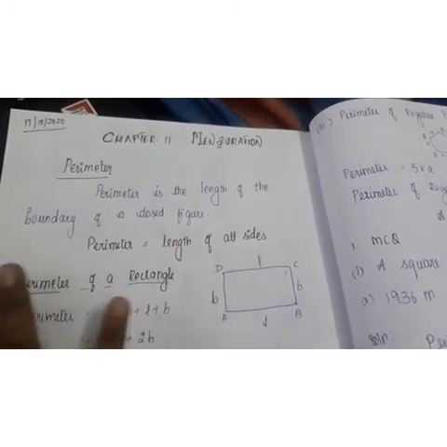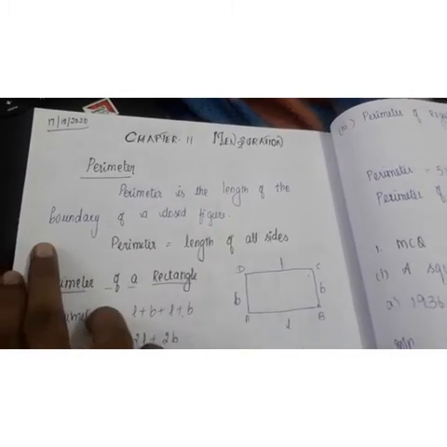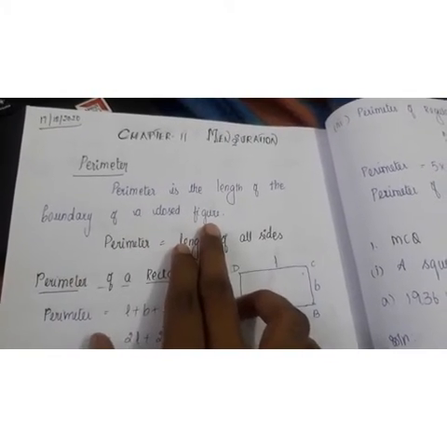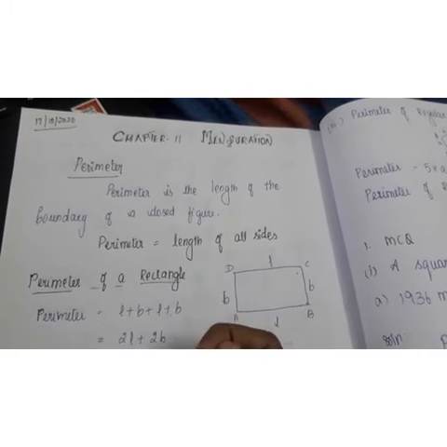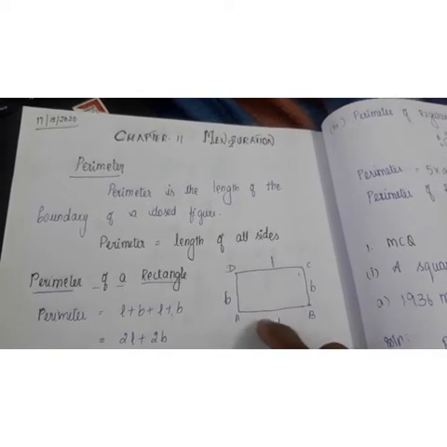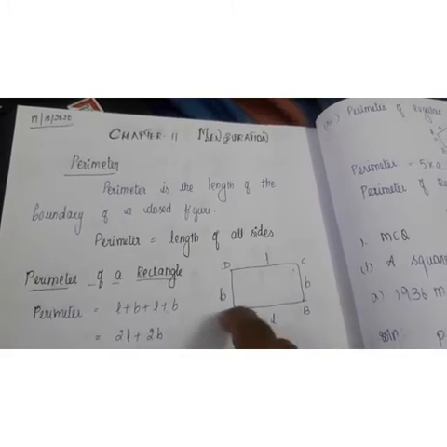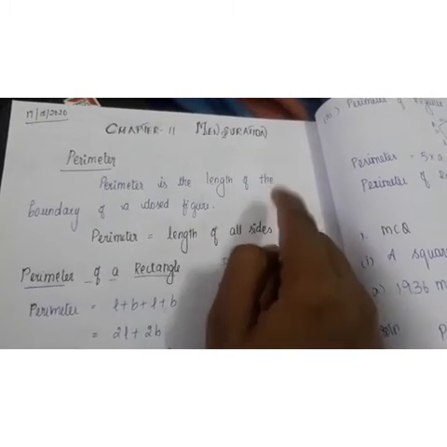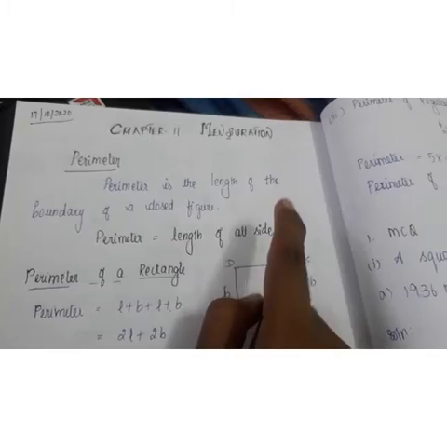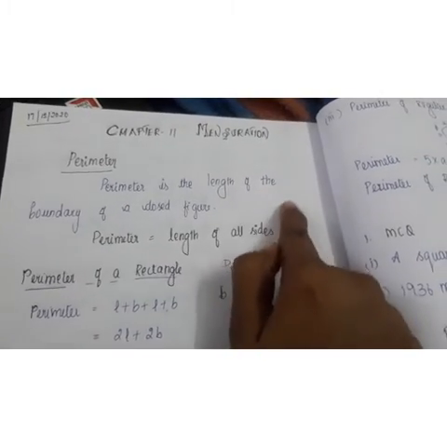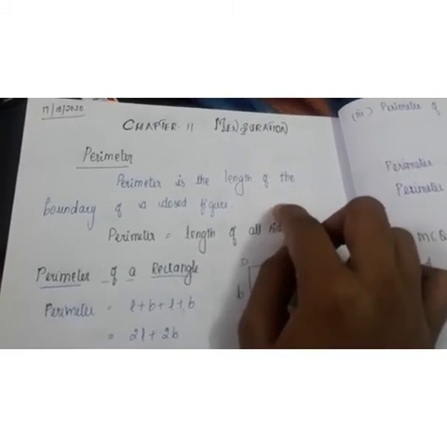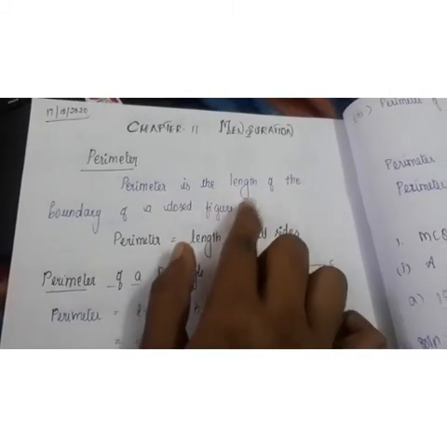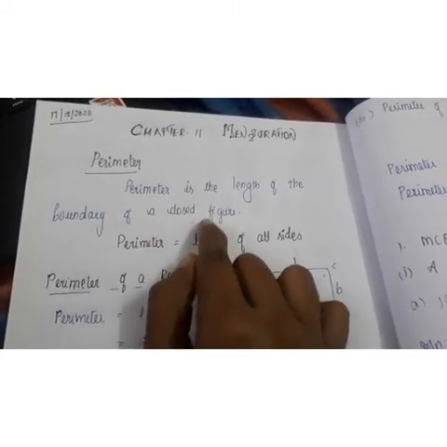Perimeter is nothing but the length of the boundary of a closed figure. We just need to calculate all the lengths. If we take a 1 meter wire and keep it in a rectangle shape or square shape, the total length will be 1 meter only. That 1 meter length we can keep in different shapes. So perimeter is nothing but the length of the boundary of a closed figure.